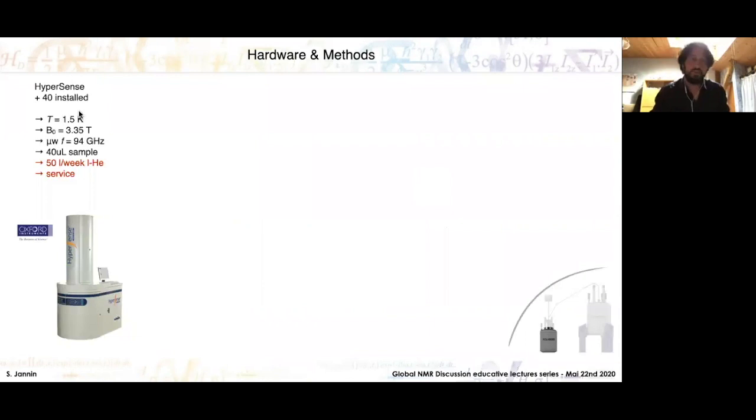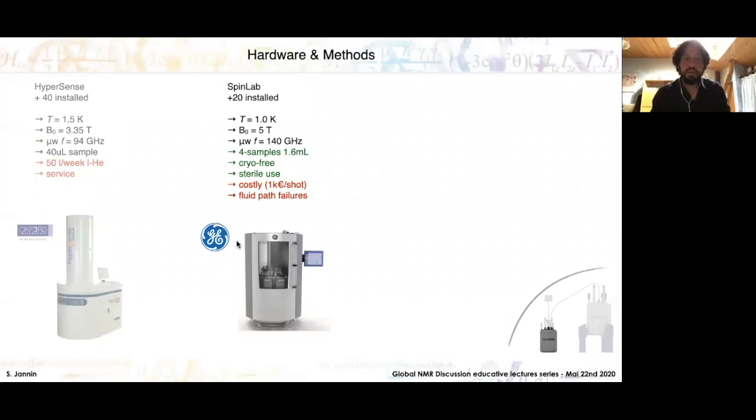So the first one was the Hypersense. I think there are more than 40 machines installed worldwide. I don't know how many are actually functional now. The Hypersense works at 1.5 Kelvin, 3.35 Tesla. So the microwave frequency is 94 gigahertz. The sample volume, I think, is about 40 microliters. So 2 drawbacks today are the helium consumption, which is about 50 liters of liquid helium per week, and the service, which is, I think, very limited today and also costly.